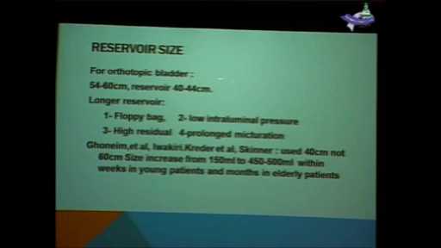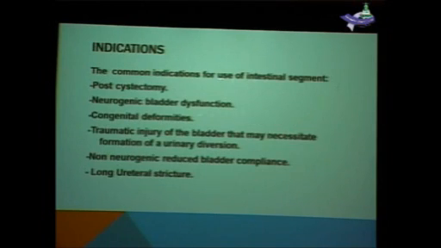For example, Ghanem, Workery, and many others started by using a 60 centimeter segment of bowel, and then they changed to 40. They found an increase of the bladder capacity from 150 to 450 and 500 within weeks in young patients and months in elderly. So 40 centimeters to create a pouch, ileocystoplasty or new bladder, is enough for augmentation or for creating a new bladder in an adult.